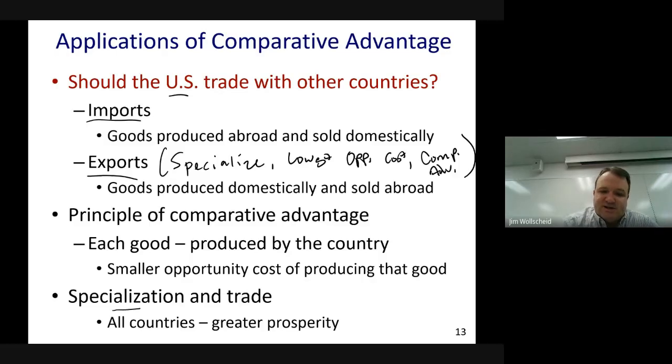So because of the specialization, all countries experience greater prosperity. As we have opened up the world to trade, we'll talk about it again later, we have seen this huge growth in the world, in living standards.